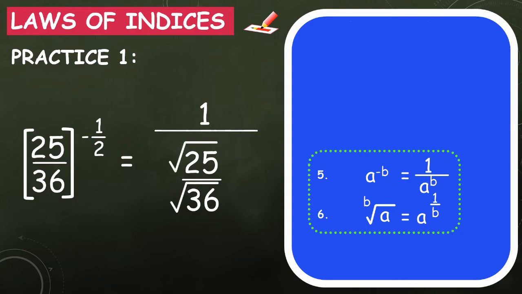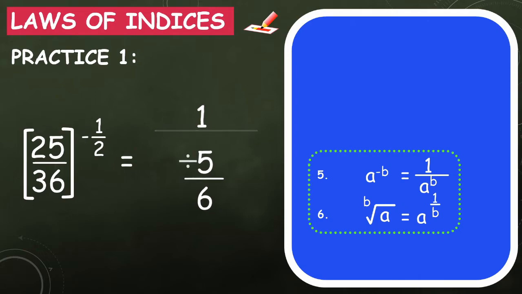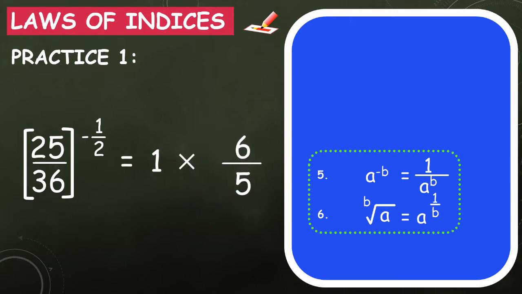Using law number 6, we know power half means square root. So we get 1 over 5 over 6. We can bring the fraction up by inverting it. So it is 6 over 5.